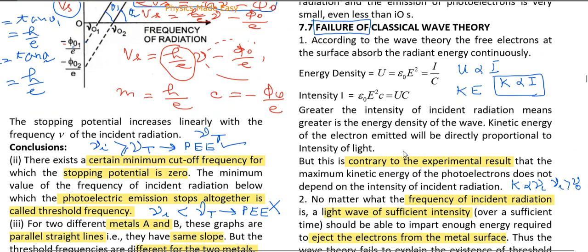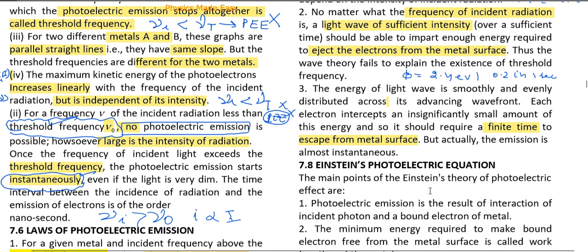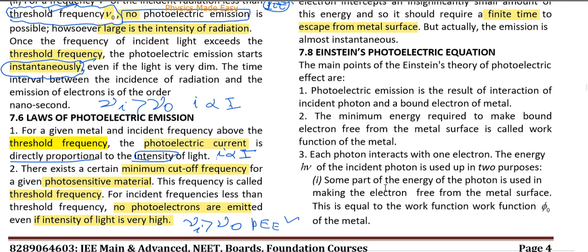So I have explained in detail the failure of classical theory. First, failure to explain the existence of threshold frequency. Second, failure to explain the dependence of kinetic energy on frequency. Rather, it was saying that kinetic energy depends upon intensity. Failure to explain the instantaneous process of photoelectric emission. It was saying that it may be instantaneous, may be a delayed one. Now, this is the famous Einstein equation known as the photoelectric equation.